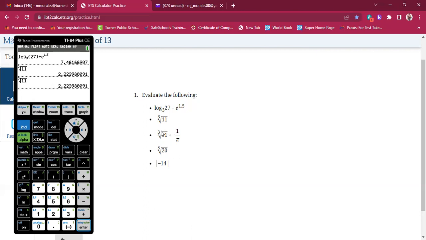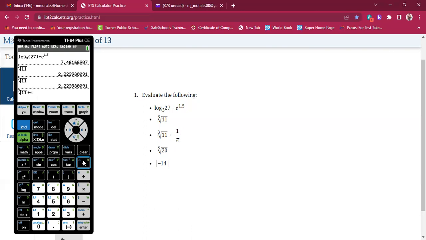You are given the cube root of 11 plus 1 over pi. So go to math again, then go down. Press the number 4, and then write 11, and then arrow right, then plus. We can use pi raised to negative 1, because 1 over pi is just equal to pi raised to negative 1. Pi is right here. It's colored blue.